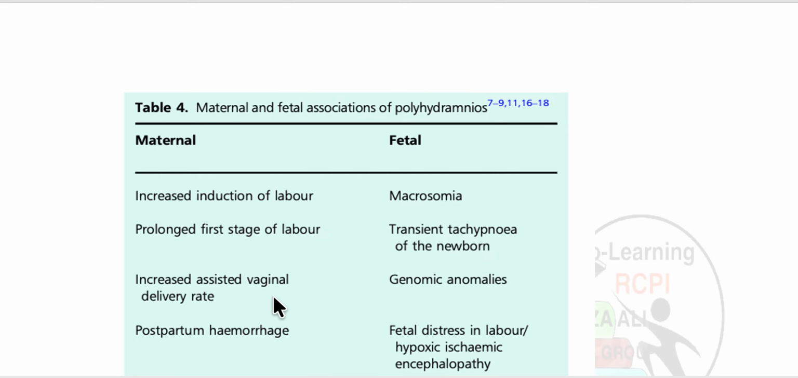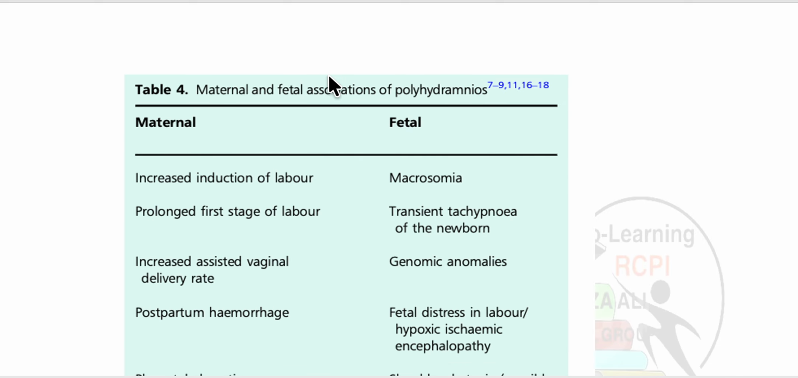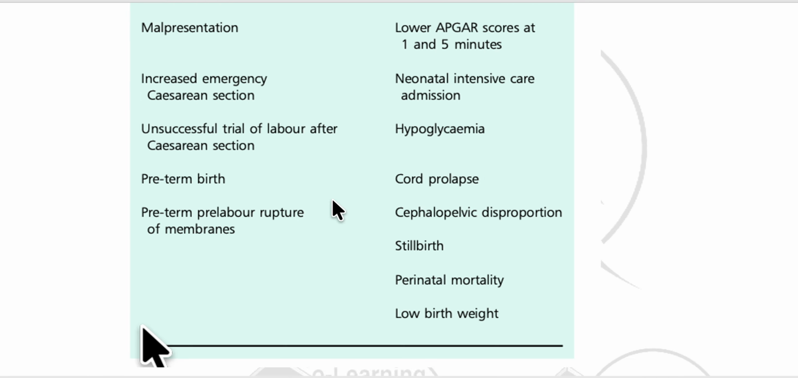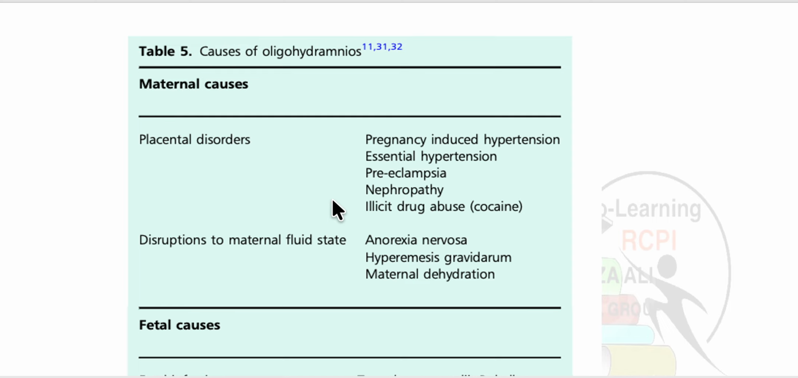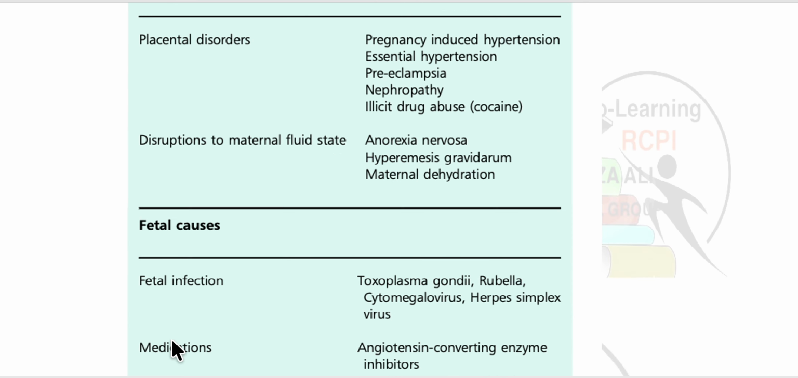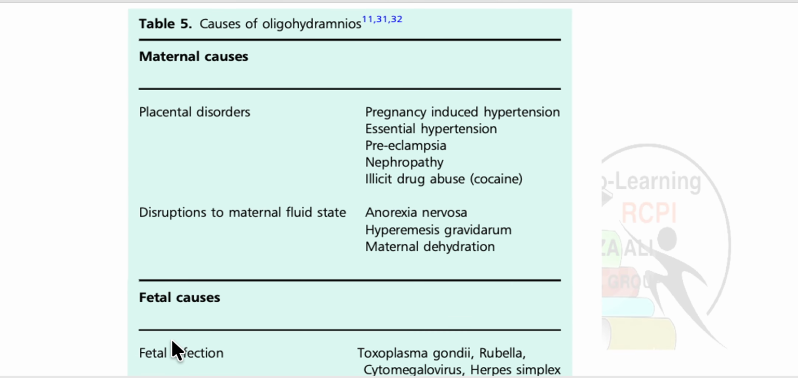See, what are the maternal and fetal associations? Now we are getting here. The causes of oligohydramnios are divided into maternal causes and fetal causes. Big list. So first we have to consider the maternal causes.